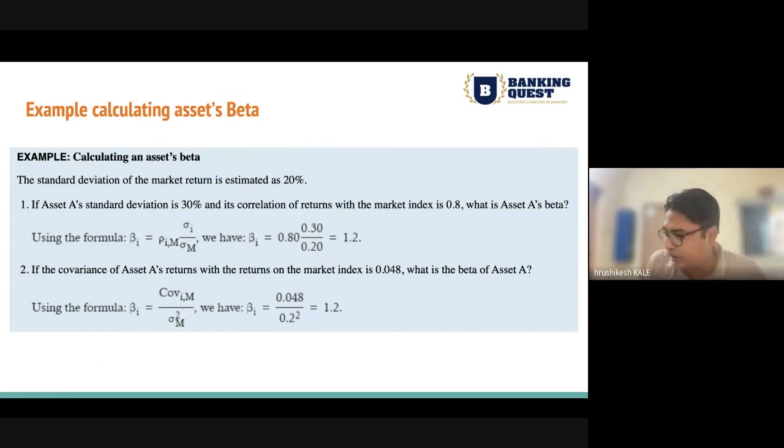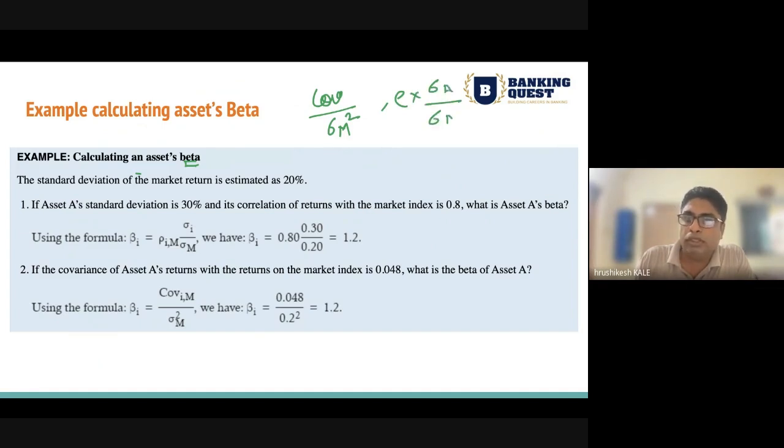This is a simple example. We are doing the first example here. Now, basically, we are supposed to calculate beta. In order to calculate beta, you should remember the formula of beta. There are two formulas. One is covariance upon variance, or rho multiplied by standard deviation of an asset upon standard deviation of the market.